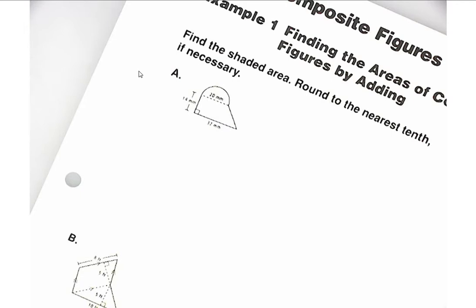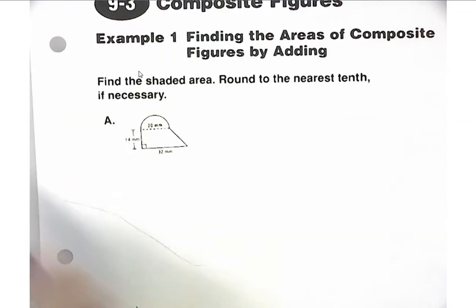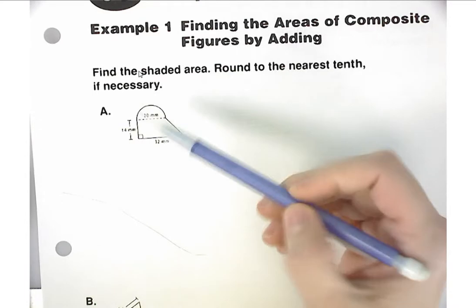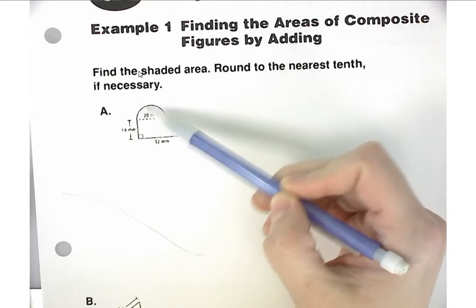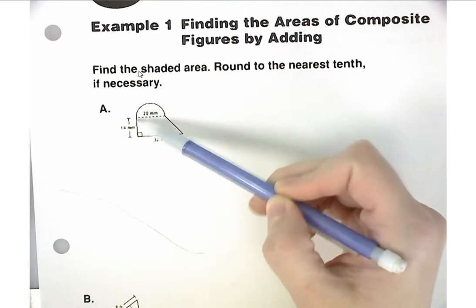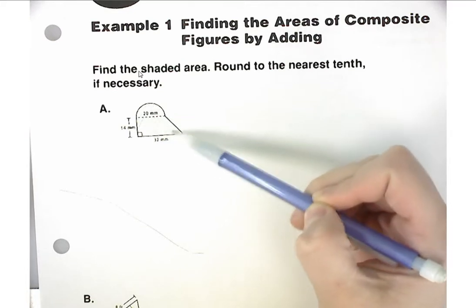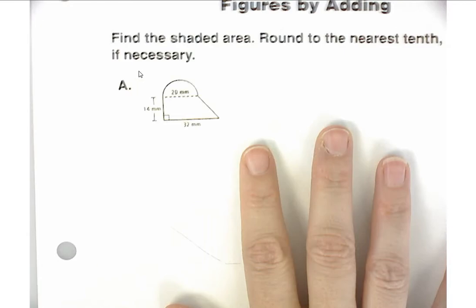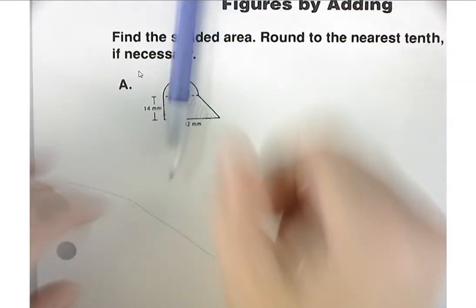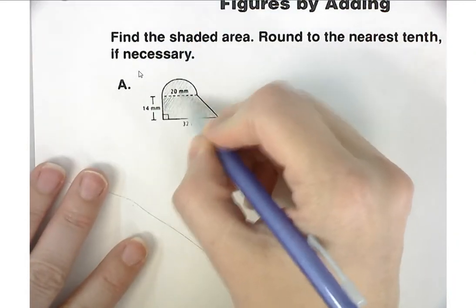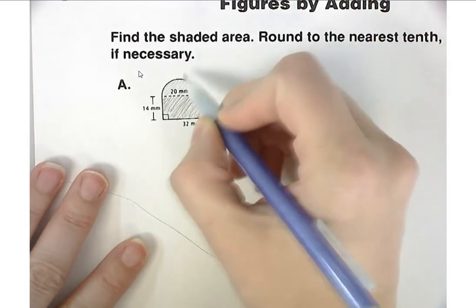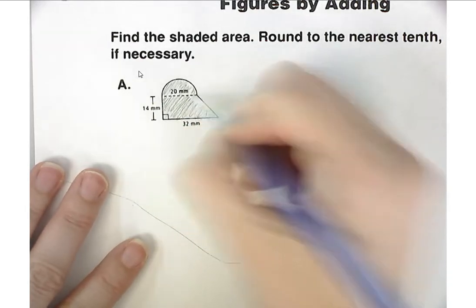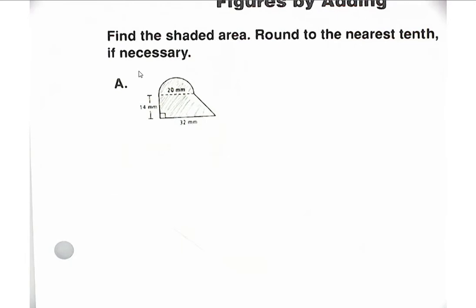Finding the areas of the composite figures by adding them together. Okay, so it says find the shaded area, round to the nearest tenth. Everything is the shaded area here. Sometimes you will have part of it that's not shaded, but everything is shaded here. So I'm going to give you a few seconds, and I want you to start thinking about what shapes make up this composite figure.